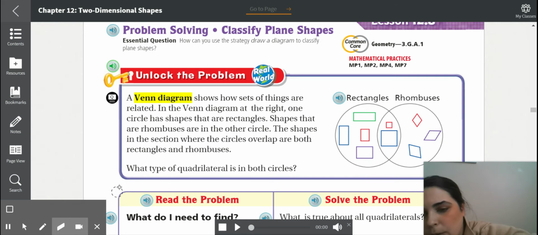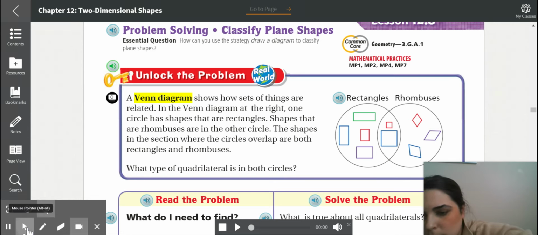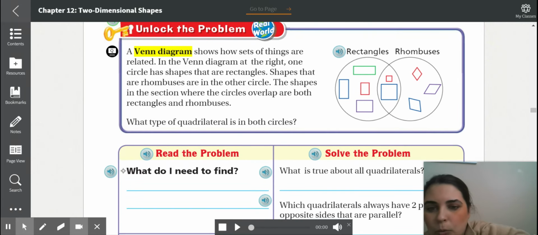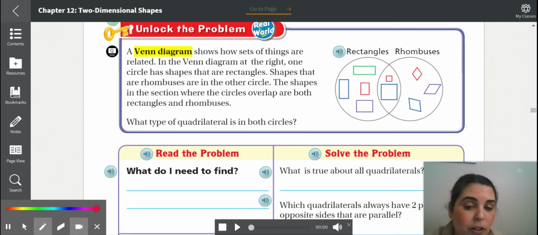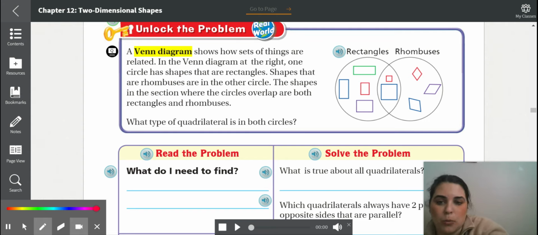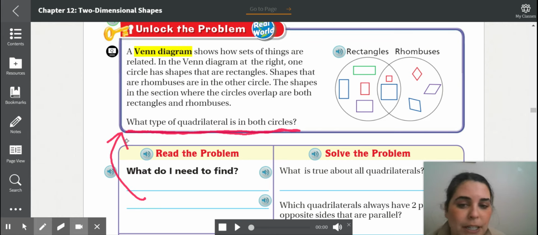So, like we always do, we need to figure out what it is that we have to find. So let's underline the question. What type of quadrilaterals are in both circles? All right, and that's right here. What do I need to find? That's what we need to find. What type of quadrilaterals are in both circles?